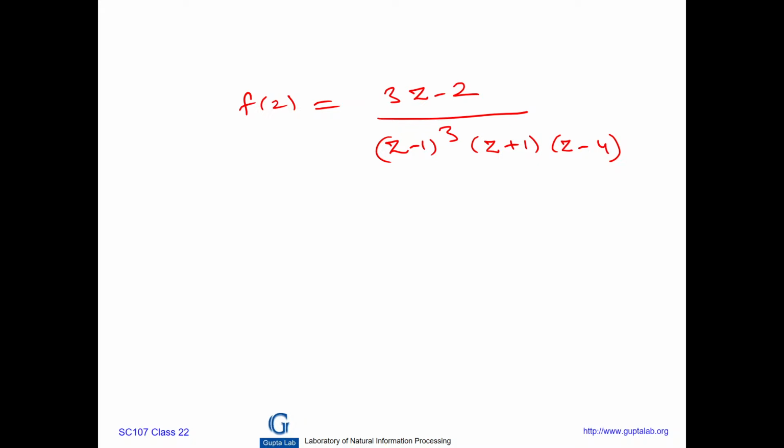Okay. So for any function there could be zeros, there could be poles, there could be no pole at all, right? Or there could be, right? That might be a possibility.